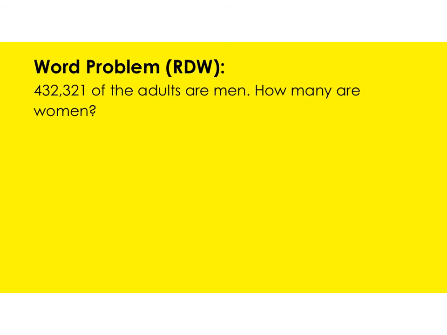So here's the second part of our word problem. 432,321 of the adults in the Kaohsiung population are men. How many are women? So let's draw our tape diagram first because we do know our total amount.